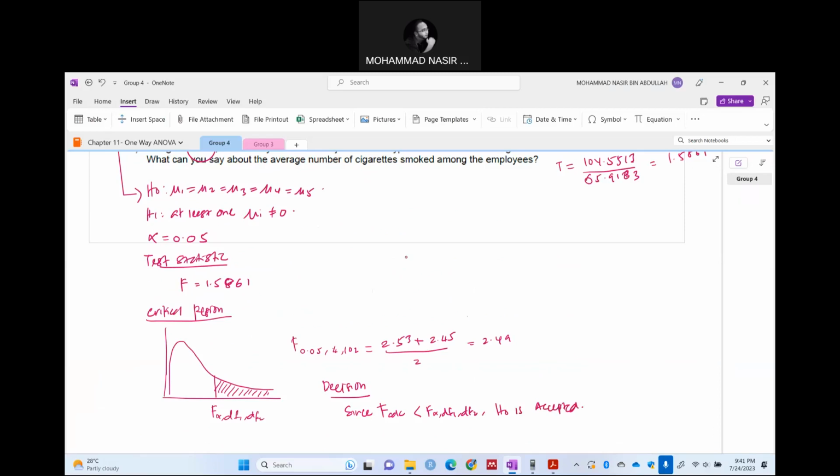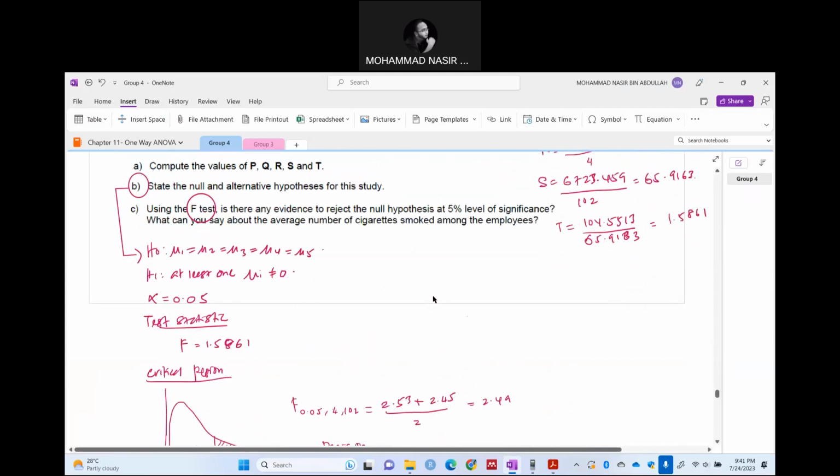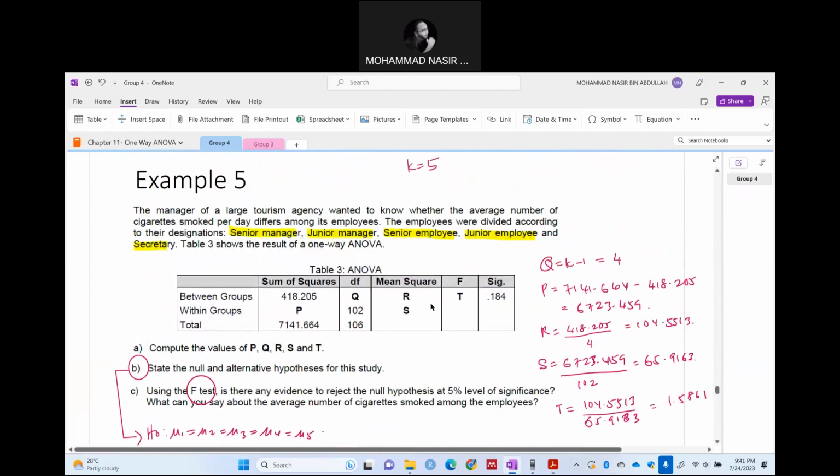Okay. So we don't have enough evidence to reject null hypothesis. So we can conclude that there is no significant difference in the mean number of cigarettes among the employees.